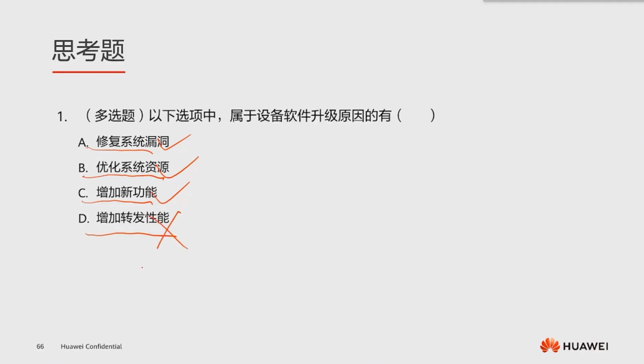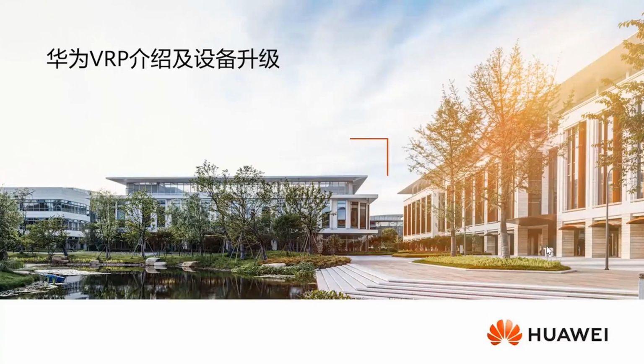This is incorrect. Our forwarding performance relies more on hardware. If we do not change the hardware, it is very difficult to increase forwarding performance through software upgrades alone. Thus, this option is incorrect. For this question, we choose A, B, and C.